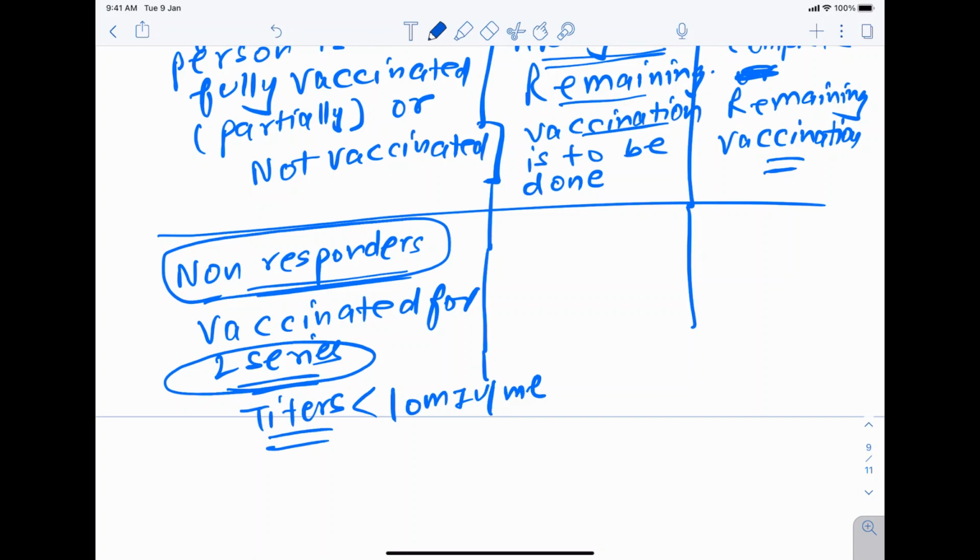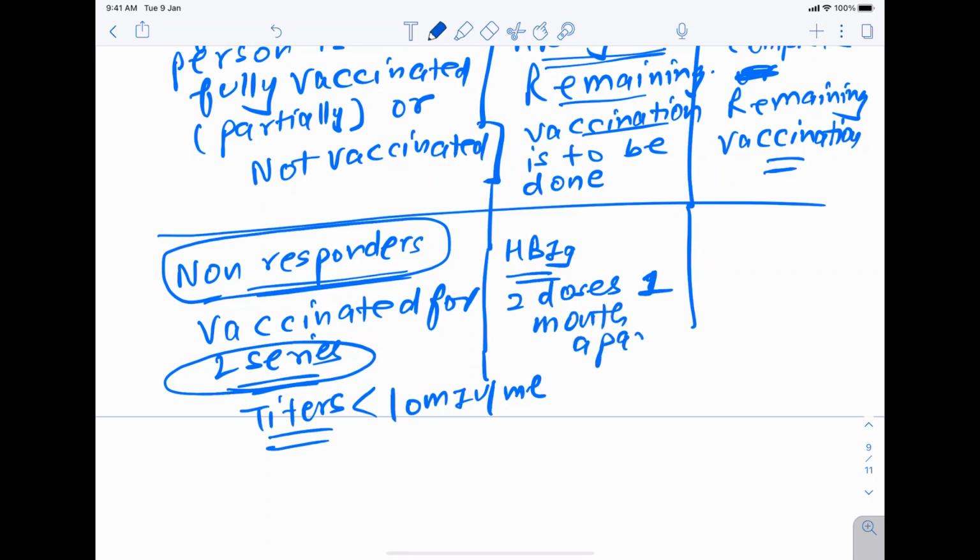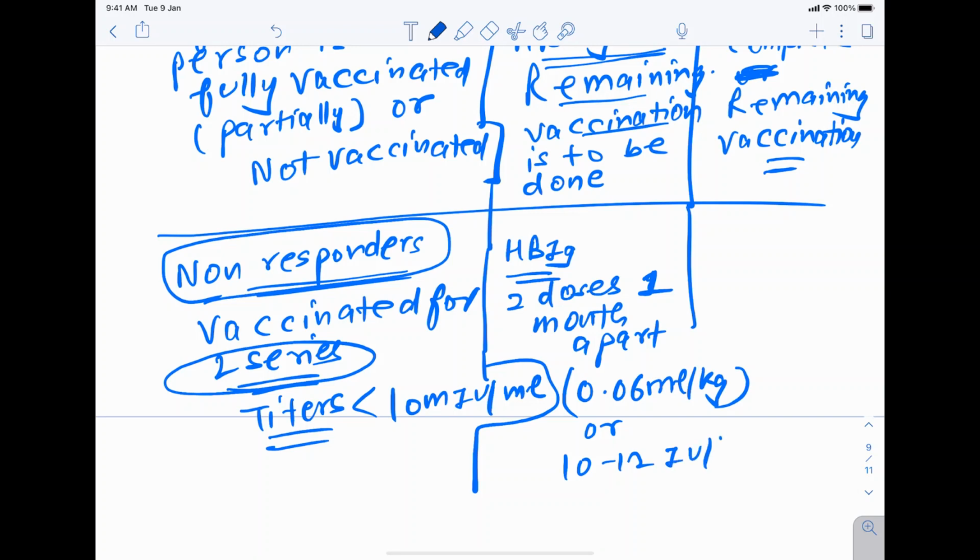Non-responders are those who have these titers even after the 2 series of vaccination. So what to do with them? You can try the immunoglobulin here, 2 doses, 1 month apart. And what is the exact number? 0.06 ml per kilogram, or they say 10 to 12 IU per kilogram. This is the immunoglobulin dose, because vaccination is already a failure here.